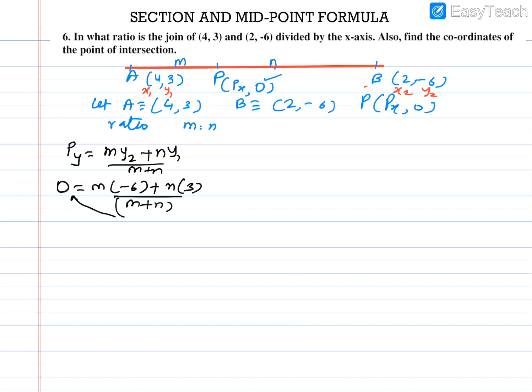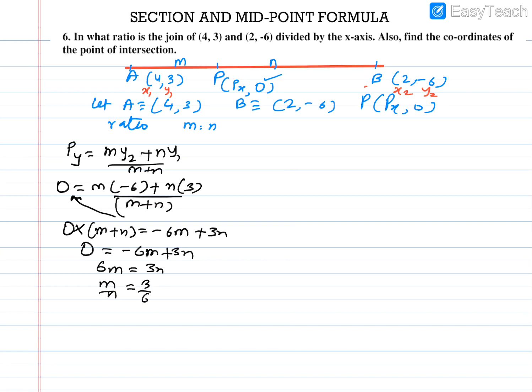Now take this m plus n here. So after multiplying with 0, I will get 0 into (m plus n) equals minus 6m plus 3n. 6m will be equal to 3n. Why? Because this whole value is 0. So 6m will come to the left hand side. This value becomes 0 equals minus 6m plus 3n. 6m equals 3n. m upon n equals 3 upon 6. So 3 ones are 3, 3 twos are 6. So m upon n will be equal to 1 upon 2.